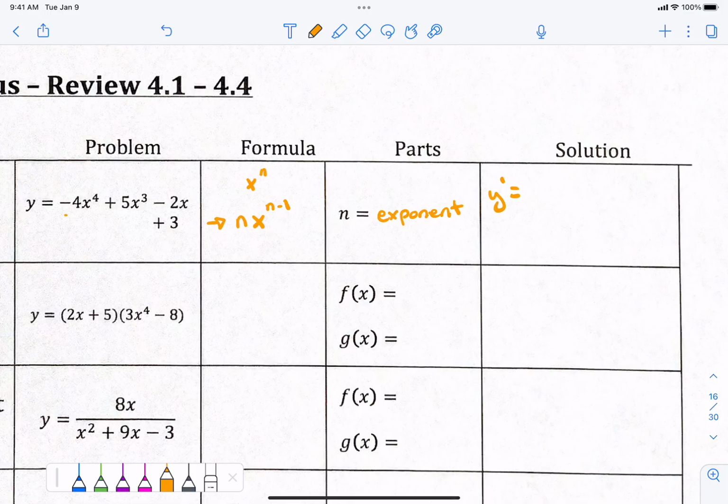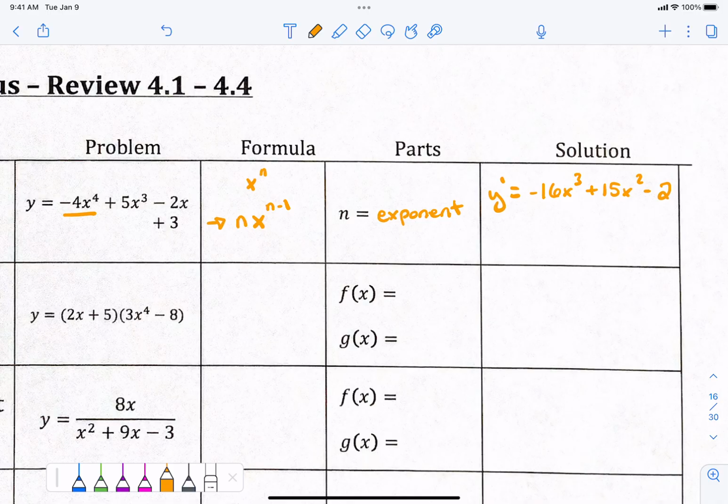Okay, what's the derivative of negative 4x to the fourth? Negative 16x to the third. Okay. Plus 15x squared. Got it. Minus 2. That's it. And the 3 drops off, right? The derivative of a constant just goes away.